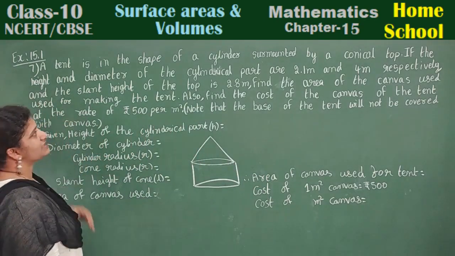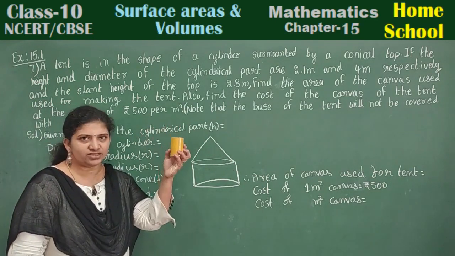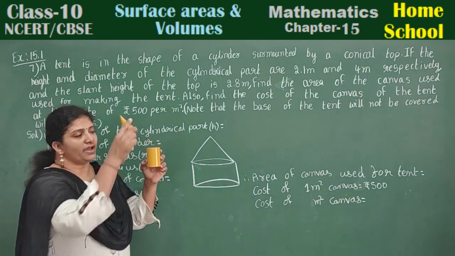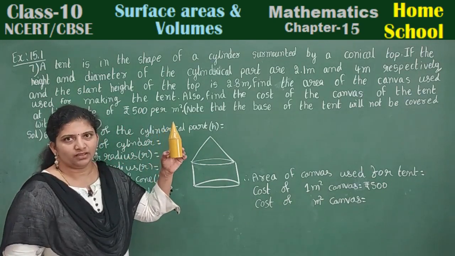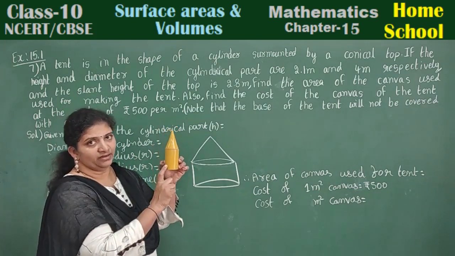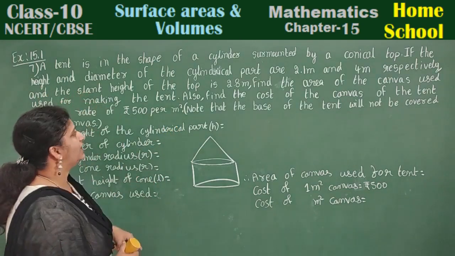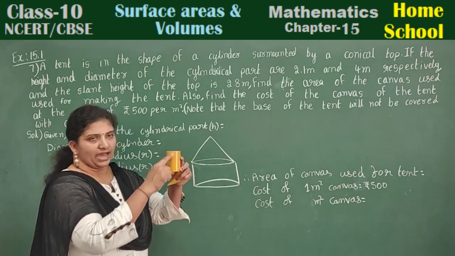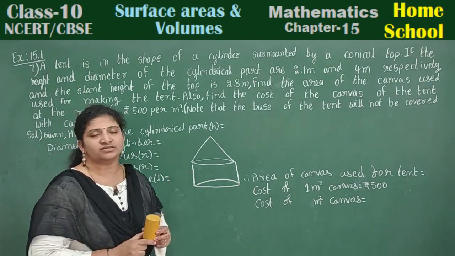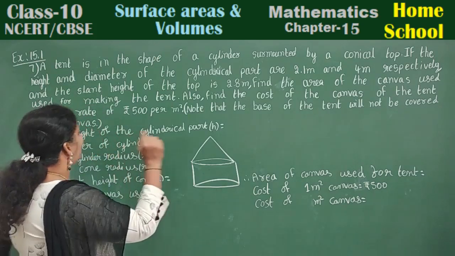A tent is in the shape of a cylinder. Imagine this. A tent is in the form of a cylinder surmounted by a conical top. If the height and diameter of the cylindrical part are 2.1 meters and 4 meters. What is 2.1 and what is 4? Height and diameter.